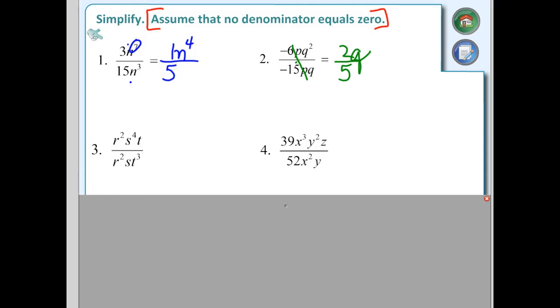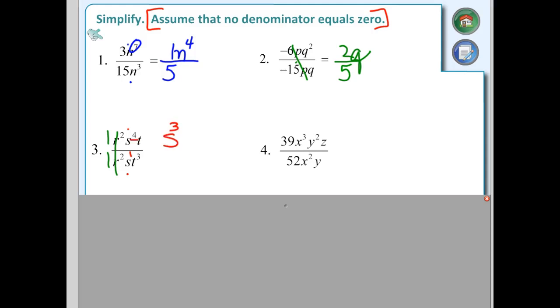Now, let's look at number 3. If I look at number 3, a number thing and a letter thing. Well, Mrs. Burton, there really aren't any numbers there, but there really is. Remember, we've got understood ones in front of these guys, but 1 divided by 1 is still 1. What's going to happen with my r's? Yeah, we would say our r's would cancel out. If I look at my s's, I've got s to the 4th divided by s. Remember, this s has an understood 1 as its exponent. So if I subtract those, 4 minus 1 is 3. So I've got s cubed. Where's it going to go? It's going to go in the numerator because of that 4.